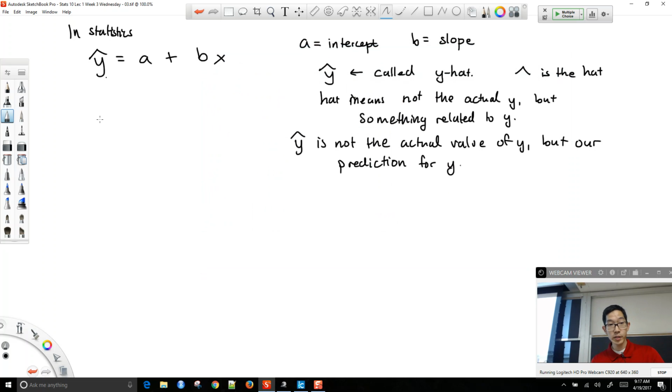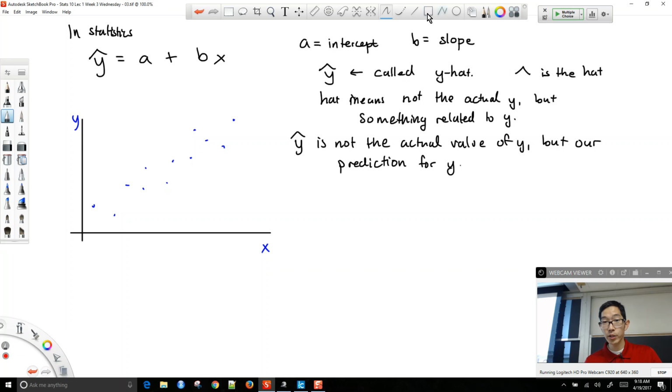Okay, and because it looks like a line, y hat is equal to a plus bx, what this means is that you might have data, okay, so these are the actual pairs of data between x and y. But we are going to make predictions based on a line. And we're going to say, okay, we want to know the equation of this line, okay? So linear regression will get the equation of this line.